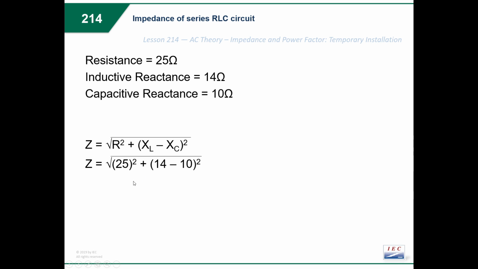We know that R is going to be 25. We know that XL is going to be 14. We know XC is going to be 10. So we'll go ahead and, remembering order of operations here, simplify this. So 25 squared is 625. 14 minus 10 squared is going to be 16. Again, we'll just add those together now, remembering order of operations.